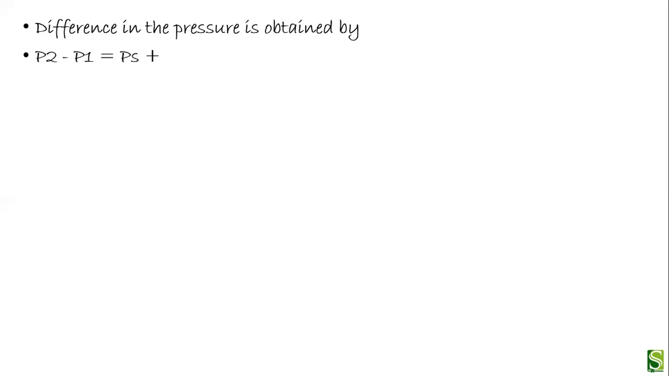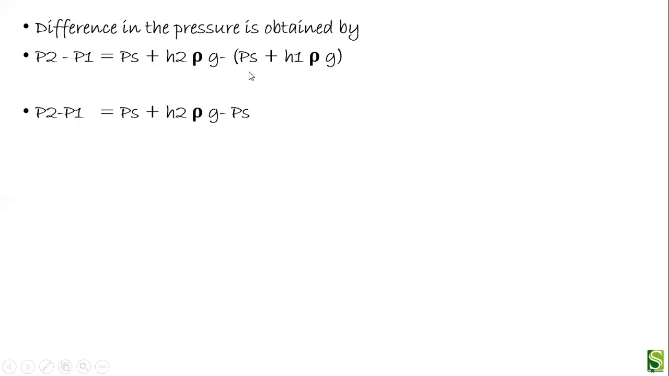Okay, so the difference in the pressure can be obtained by subtracting the two equations. So P2 minus P1, we will write it as PS plus H2 rho G minus PS plus H1 rho G. Now this is equation 2, and this is equation 1. Okay, so we get P2 minus P1 is equal to PS plus H2 rho G minus PS minus H1 rho G.